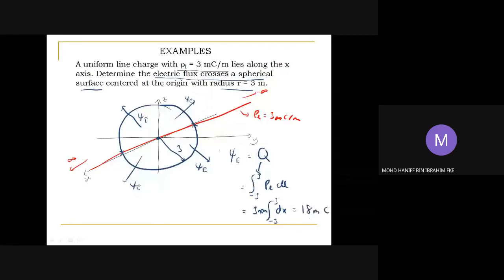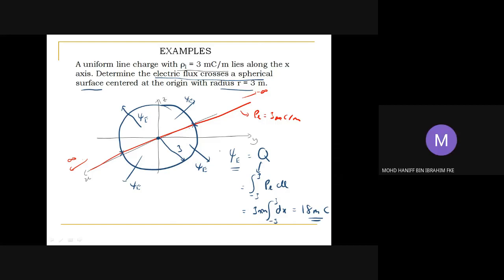So 18 millicoulomb by right is the charge which is confined inside the sphere, and this charge confined inside the sphere is similar to the flux that is said to be crossing the spherical surface. Okay then, do you understand this concept clearly on the flux and charge?